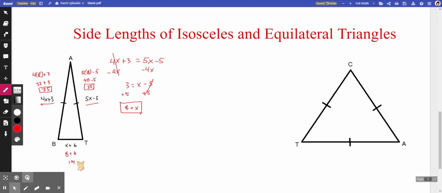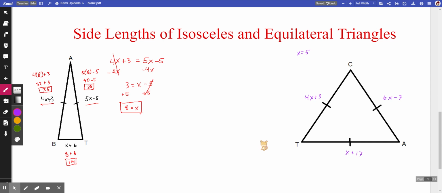And then the base side is just 8 plus 6, which is 14. So we didn't need to use this information to solve for x, but if you're going to find all of the lengths of the triangle, then obviously you need to plug it into that expression. And so we can find the length using this expression.